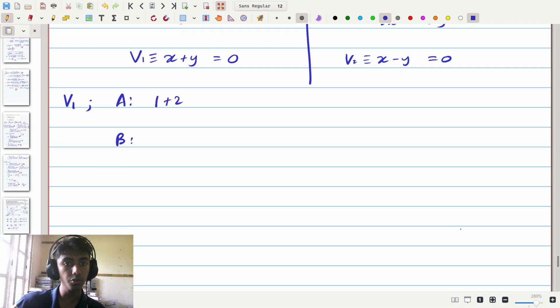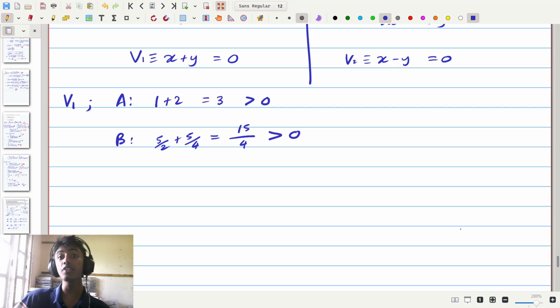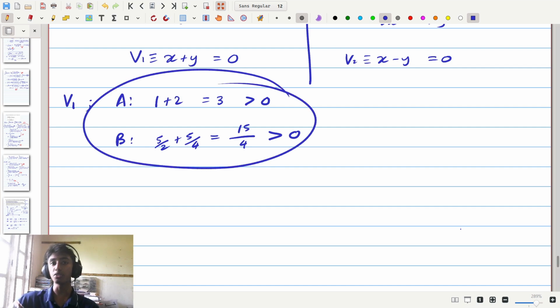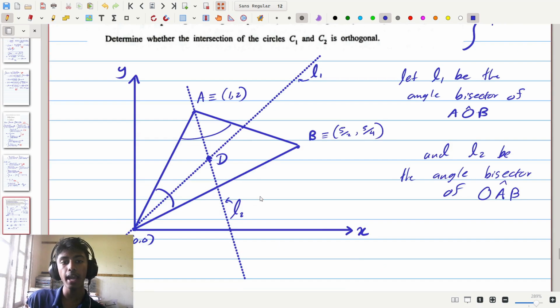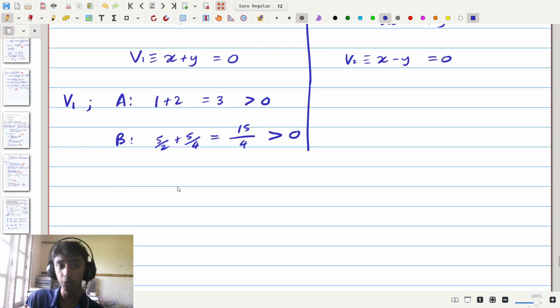So therefore, we have 1 plus 2, which is equal to 3, which is greater than 0. And if we then consider B, we get 5 divided by 2 plus 5 divided by 4, which, with a common denominator of 4, gives 15 on top. So we get 15 divided by 4, which is greater than 0. Both of these are positive numbers, so we can conclude that the points A and B are on the same side of the line V1. So therefore, in our diagram, since we know that L1 has A on one side and B on the other side, we know that this line V1 is not equal to L1.